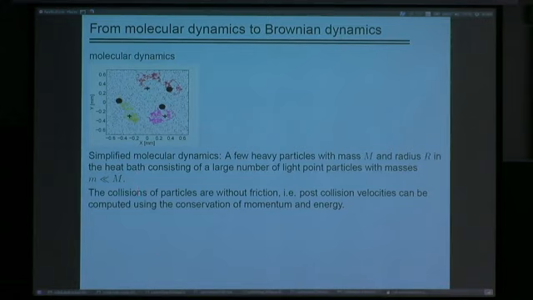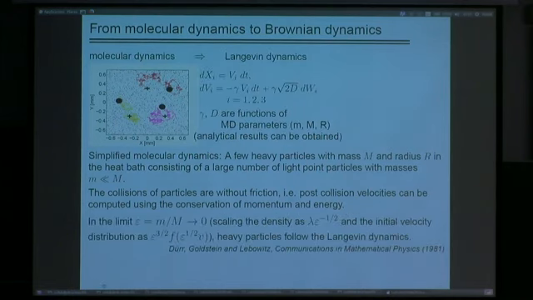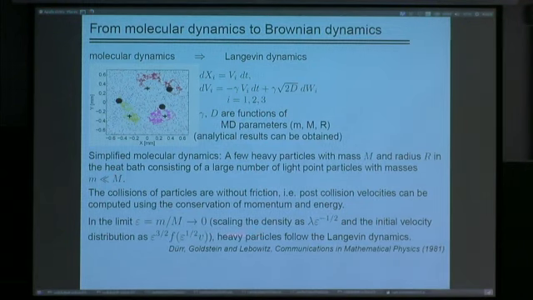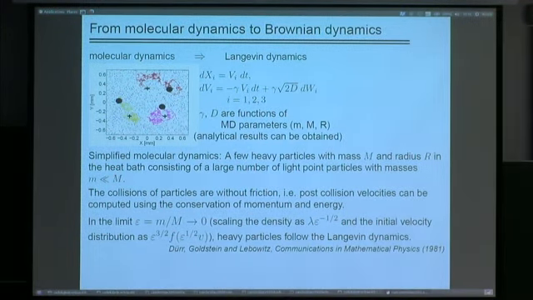Now, what is nice is that this model has been studied in the mathematical literature, and you can actually prove some theorems about this model. It was done in a paper in the 80s. You can look at the limit m over M, which is the mass of the small particle divided by the mass of the large particle. If you suitably scale the density of these particles, taking more and more light particles, and the initial velocity distribution, then you can prove that these heavy particles in this limit will follow the Langevin dynamics written in this form. Not only that, you will also be able to derive explicit formulas for the friction and for the diffusion constant, so they will be known functions of the MD parameters.